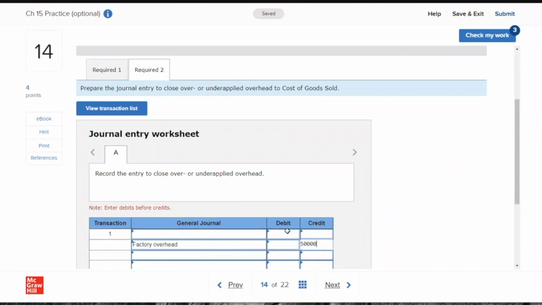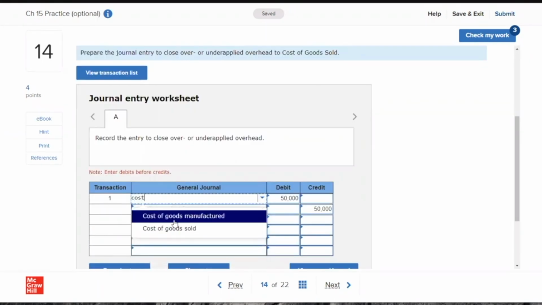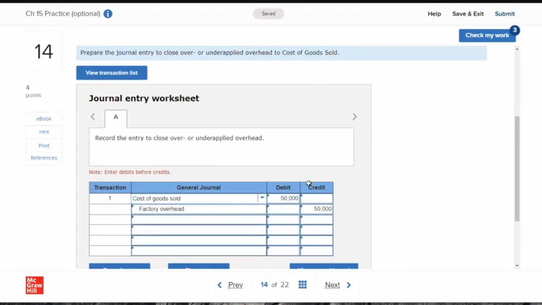Yeah, the question is what to debit. Who knows, right? What we're gonna do is debit cost of goods sold, okay? So the rule is whatever you need to do to close out your factory overhead, if we needed to debit it to close it, debit factory overhead, then we would have credited cost of goods sold. Cost of goods sold is just the plug.